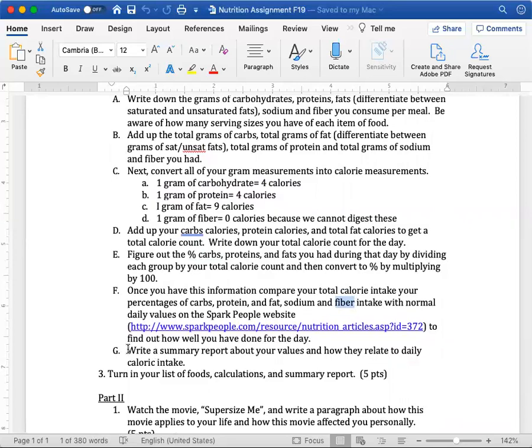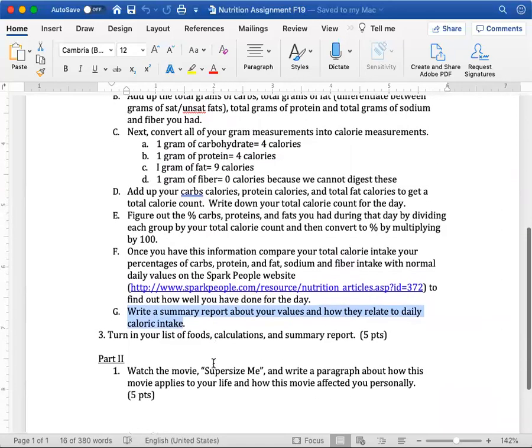Write a summary report, and this I want typed, on how you did, right? So what were your percentages? What should they have been? What was your total calorie intake? What should it have been?